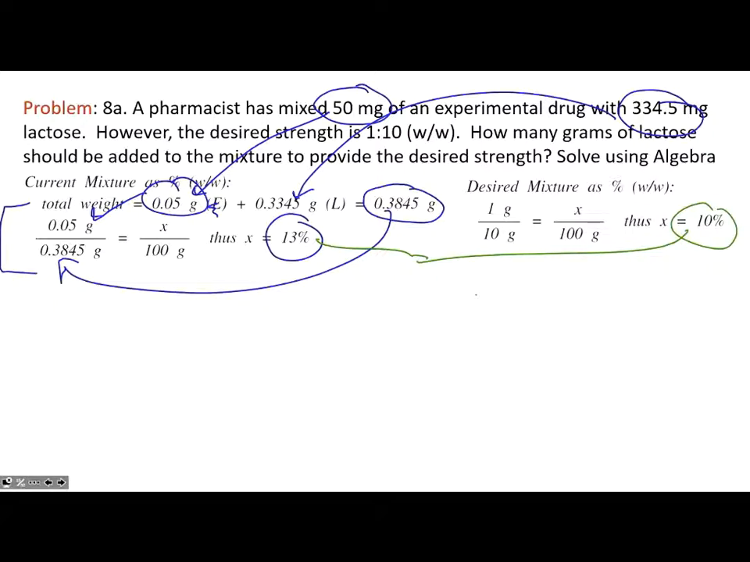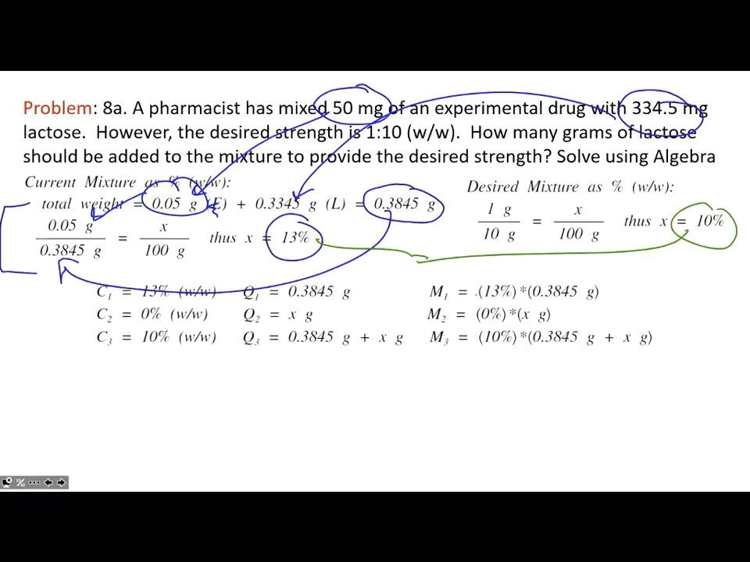0%, right? There's no drug in lactose. So this is essentially a mass 1 plus mass 2 equals mass 3, if you will. So let's just set up our C's and our Q's here. What we said we started with here is 13%, okay? And we know how much of that we started with. We started with 0.3845 grams.